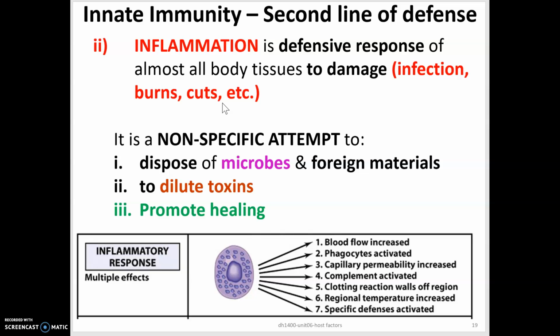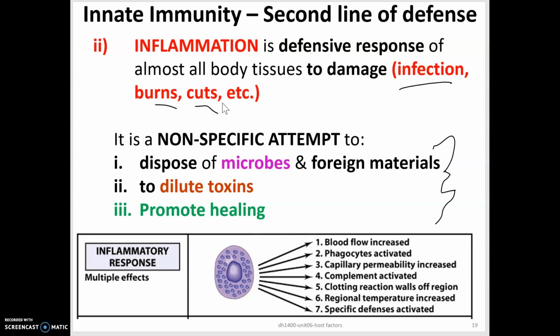So if your tissue's damaged in some way, it could be an infection, it could be a cut, it could be a burn, it could be anything that damages tissue, you will have an inflammatory response. And what it does is it helps dispose of microbes and foreign materials, it helps to dilute toxins, and it helps to promote healing.